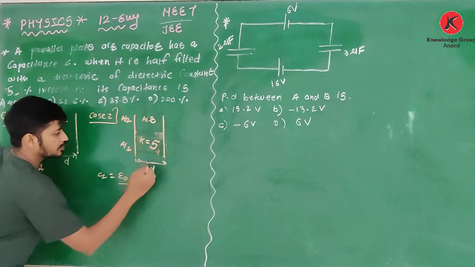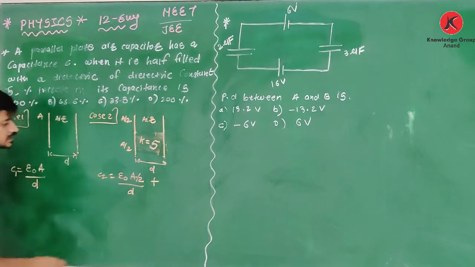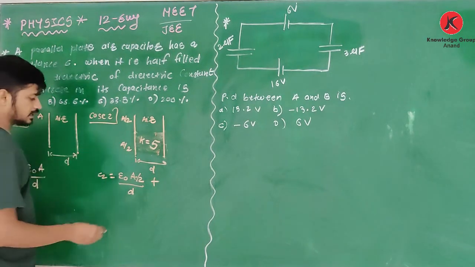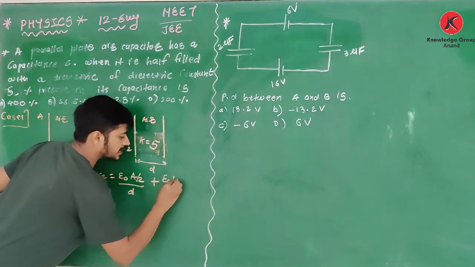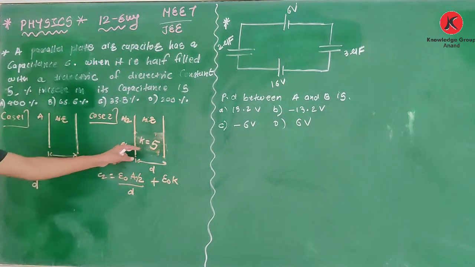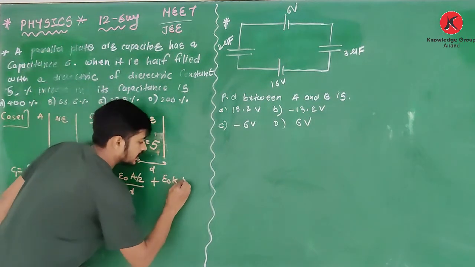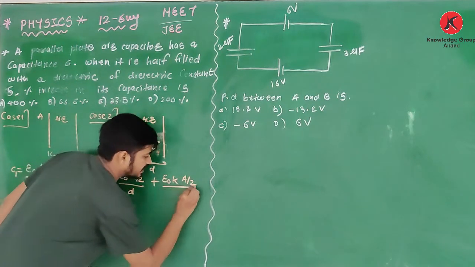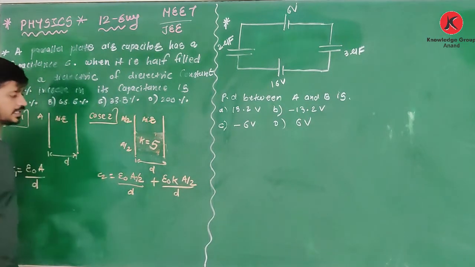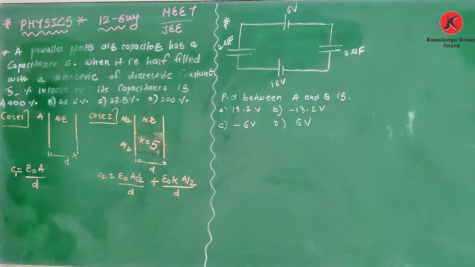What is the distance between two plates? It is D. Plus for this lower one, epsilon 0 K. Why epsilon 0 K? Because another dielectric medium is used. Cross sectional area A by 2, and separation here is D. Simple? Yes, it is simple.